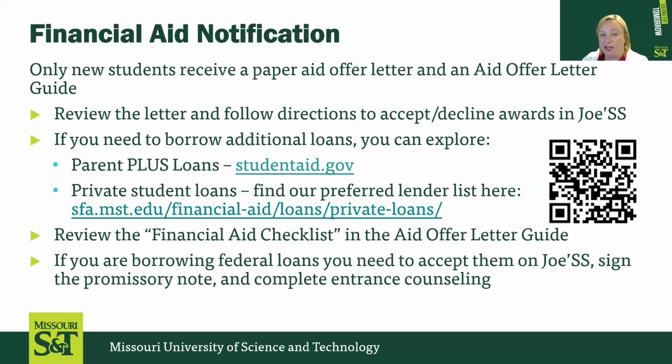Please look at the financial aid checklist that's in that aid offer letter guide because it's going to give you the next steps, but we have begun sending out emails to students as well, telling them what their next steps are. For instance, if the student is going to borrow a federal student loan, they have to accept them in JOES, they have to sign a promissory note, and they have to complete entrance counseling in order to receive the loans, at least for that first year. In future years, the promissory note and entrance counseling are good for 10 years. So in the future, the student will just file a FAFSA and accept them in JOES if they're going to borrow them. But for first year borrowers, they will need to complete all those steps. And so that checklist will guide them on how to do that.